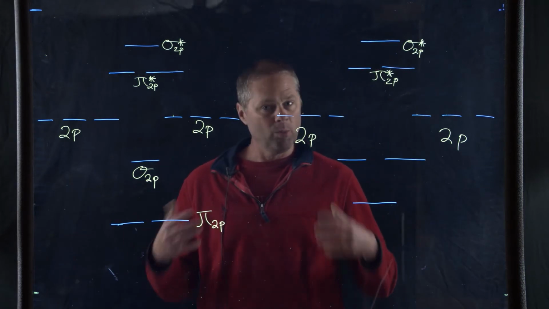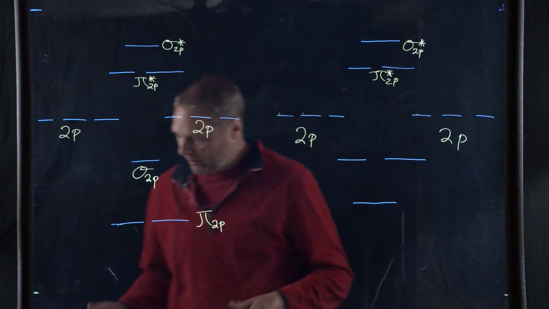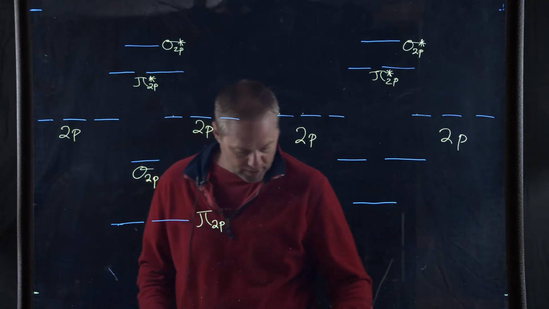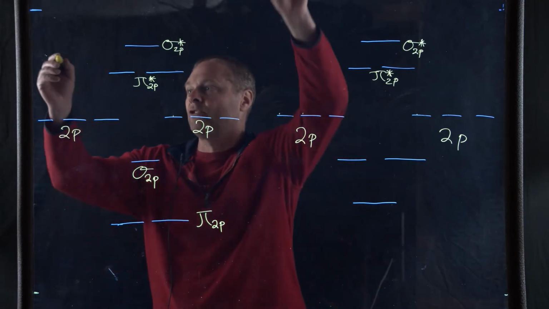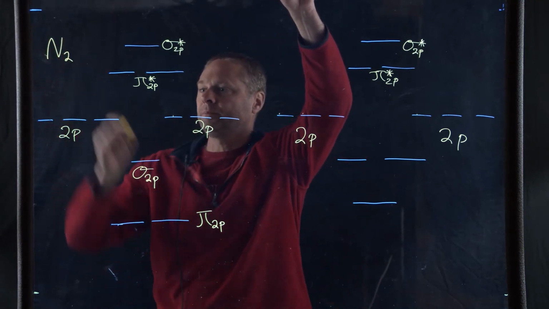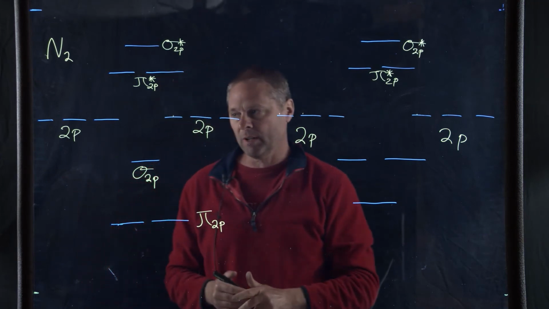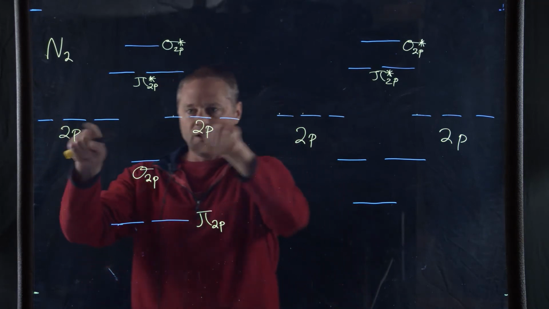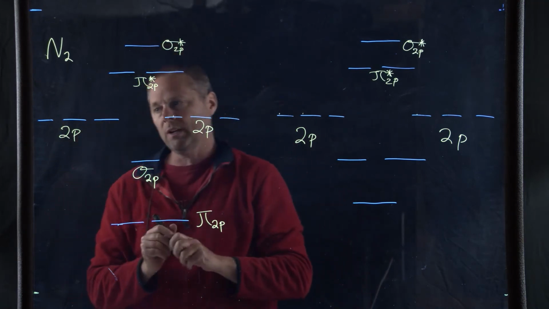Okay, I'm back with more molecular orbital diagrams. And we're going to move on. The next compound we'll look at will be nitrogen. So N2. And once again, we have the exact same molecular orbital diagram. This is going to be the atomic orbitals. Those are going to be the molecular orbitals.